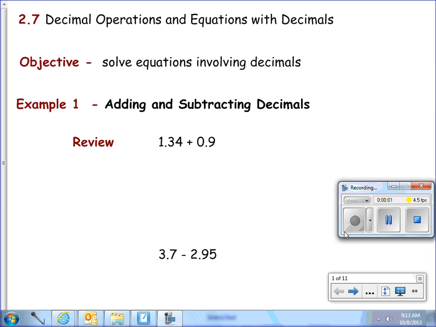So in our lesson, dealing with decimal operations and equations with decimals, my objective is that you're going to be solving equations involving decimals. That includes adding, subtracting, multiplying, and dividing. So let's review in your notes, class. In your notes, we're going to add and subtract decimals. So go ahead under review, solve the first problem with decimals.